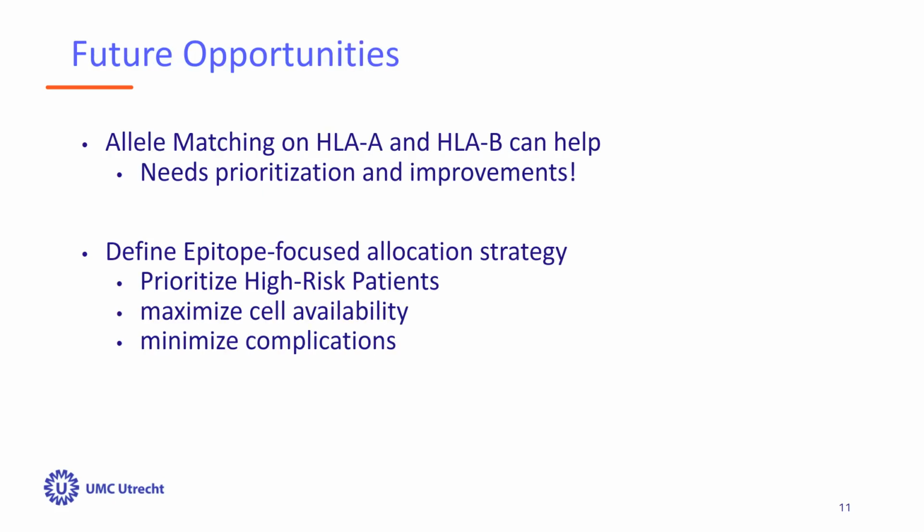So they're already doing HLA-A and B allele matching for platelet transfusions in many cases, but I think this could be improved using some prioritization and some improvements. I think we can come up with epitope-focused models that define not just allele-level mismatches, but focus on the eplet and T-cell epitope mismatches to come up with a better strategy. This would ultimately prioritize the high-risk patients, maximize the number of cells that are available, and hopefully minimize the complications.